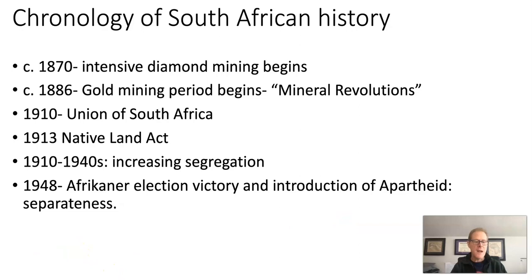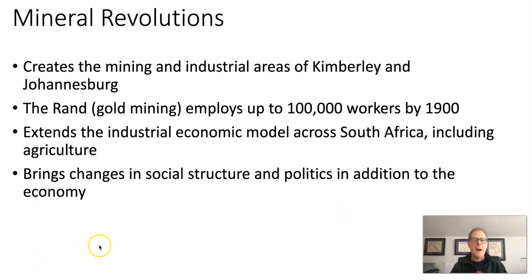Okay, so back to the mineral revolutions. The mineral revolutions themselves are going to create mining and industrial areas in two places, and then extending across all of Southern Africa, essentially. But they're really headquartered in Kimberley, which is where the diamond mines are going to be, and in Johannesburg, where the gold mines are going to be. Although at the time these minerals were discovered, these were farmlands. There was really nothing there.